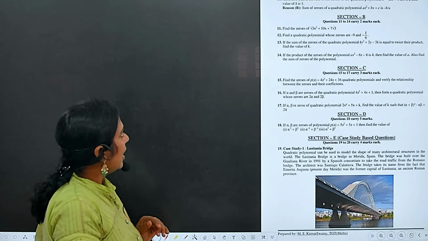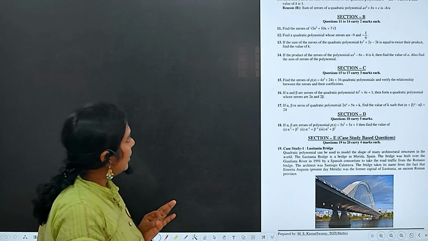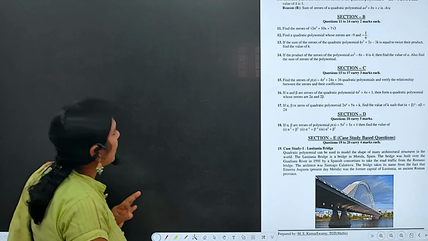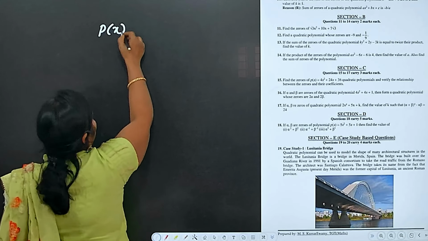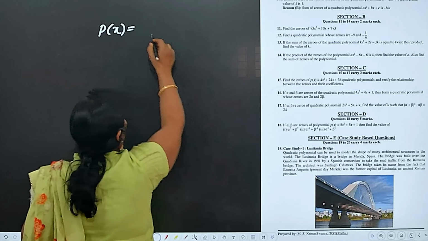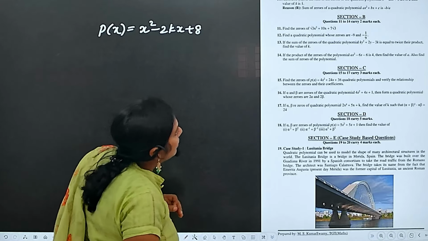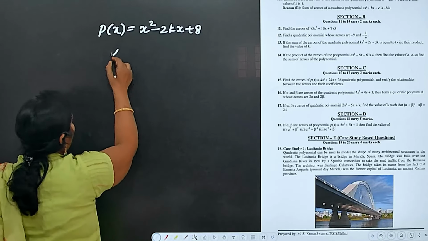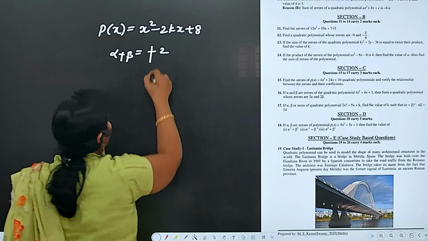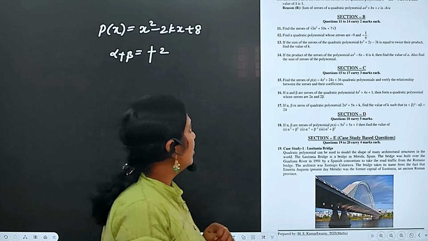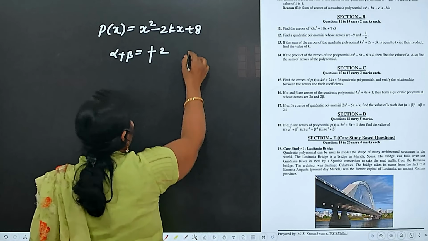Next, if the sum of the zeros of the quadratic polynomial is 2, then value of k is 1. Okay, polynomial form is p of x equal to x square minus 2kx plus 8, and sum of the zeros alpha plus beta equal to plus 2. Sum of the zeros is plus 2. Then value of k is 1.